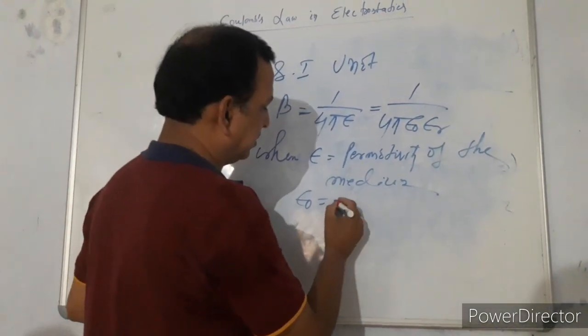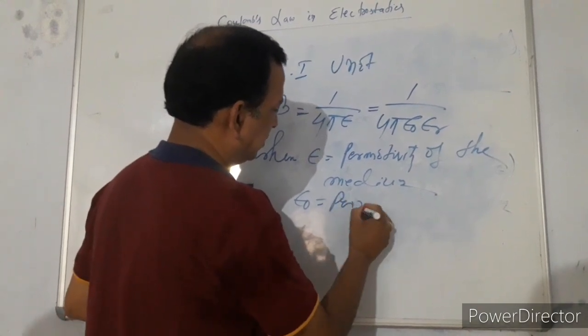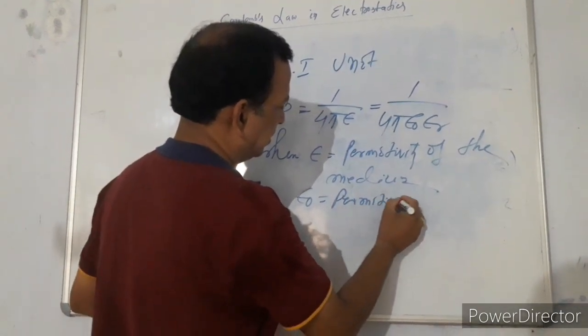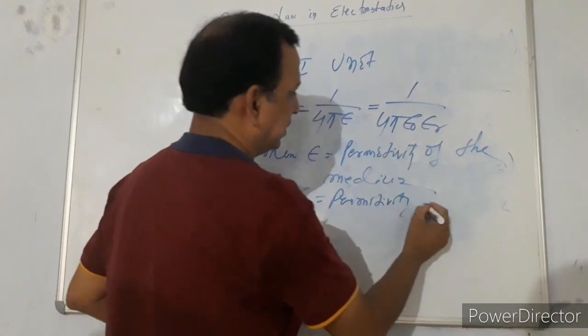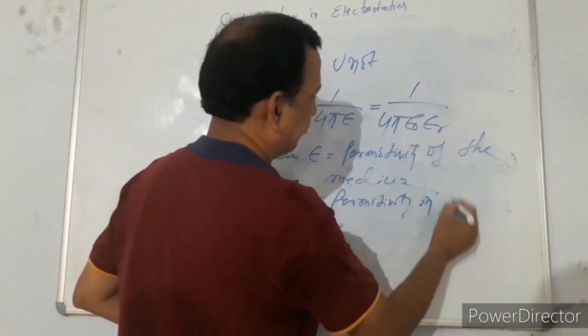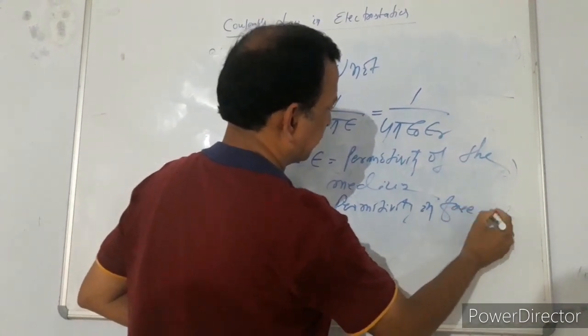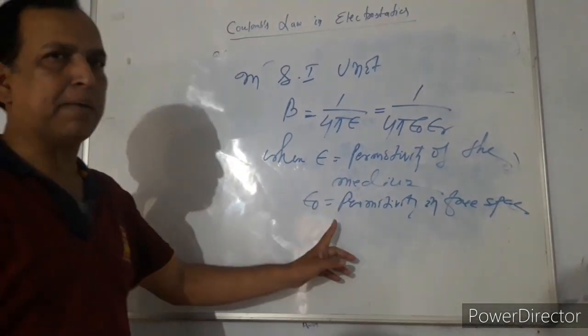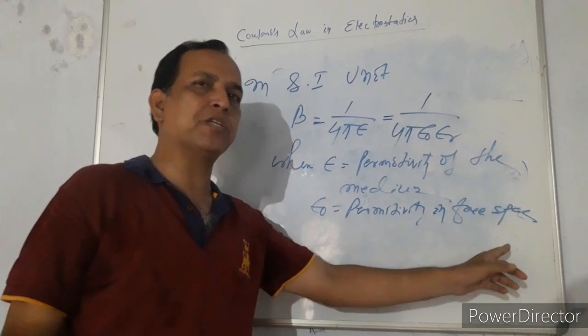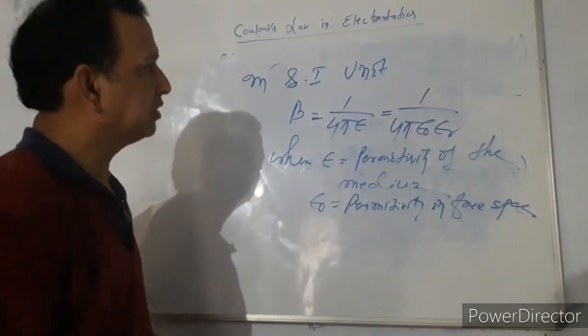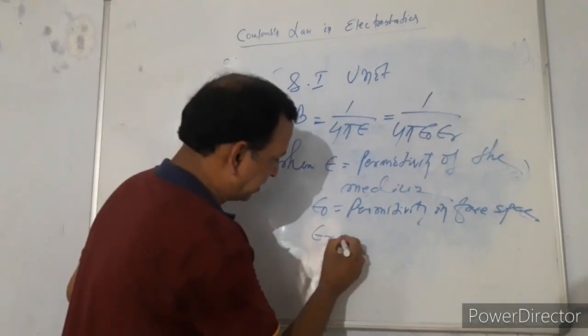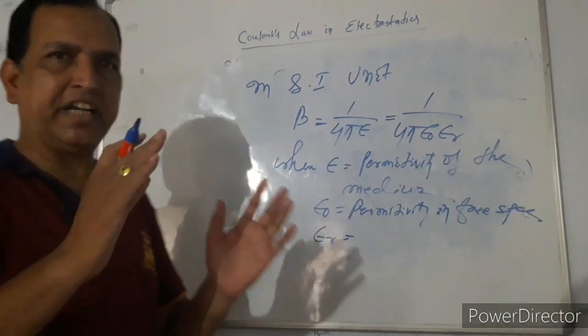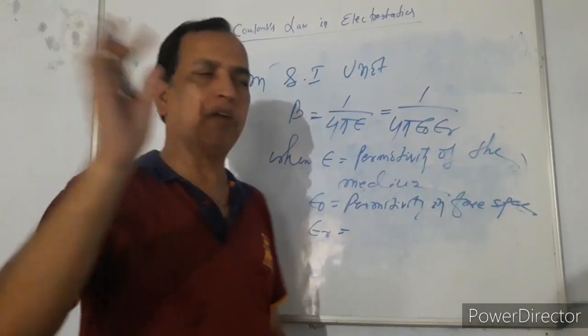Epsilon naught is the permittivity in free space, or absolute permittivity in free space. What is epsilon r? Relative permittivity of the medium.